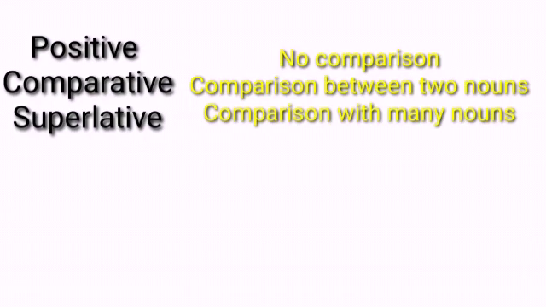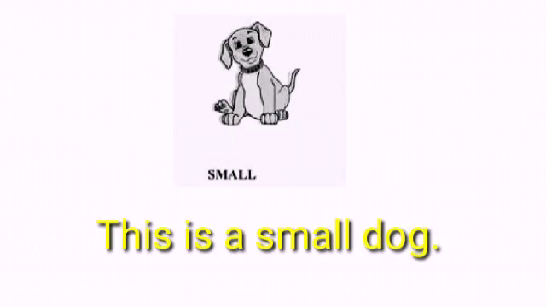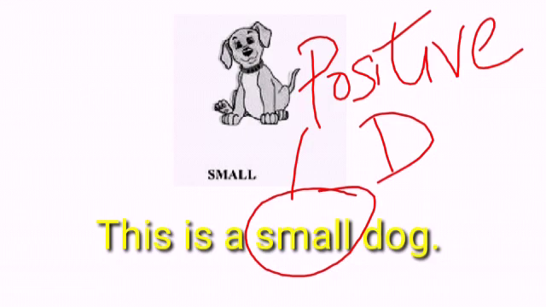So what is a positive degree? Simply we can say that positive degree only tells the quality of a noun. It doesn't make any comparison. For example, this is the picture of a dog and we can use the adjective small to describe this dog. We can write, this is a small dog. Here we see that the word small is describing the dog and telling the quality of this dog, but it's not making any comparison. So we can say that here the adjective small is in positive degree.